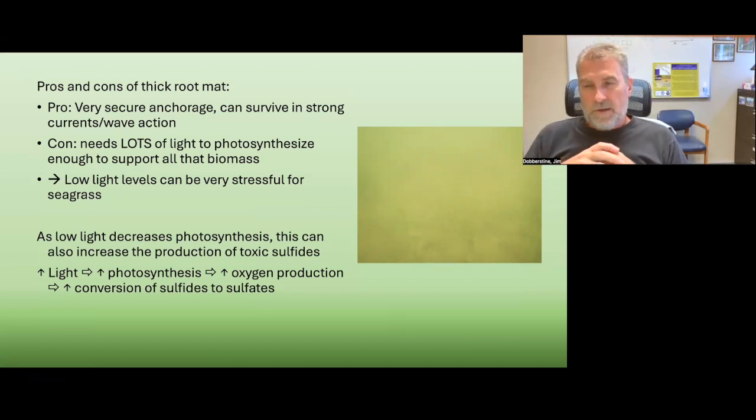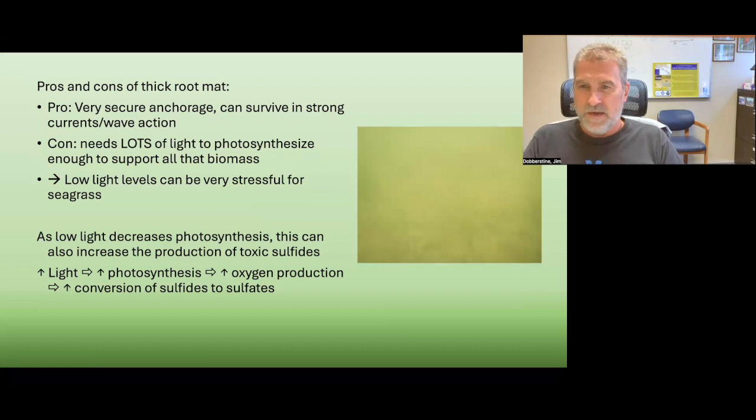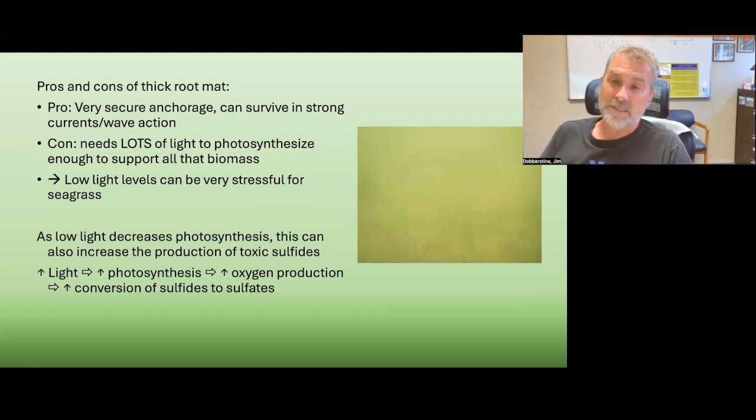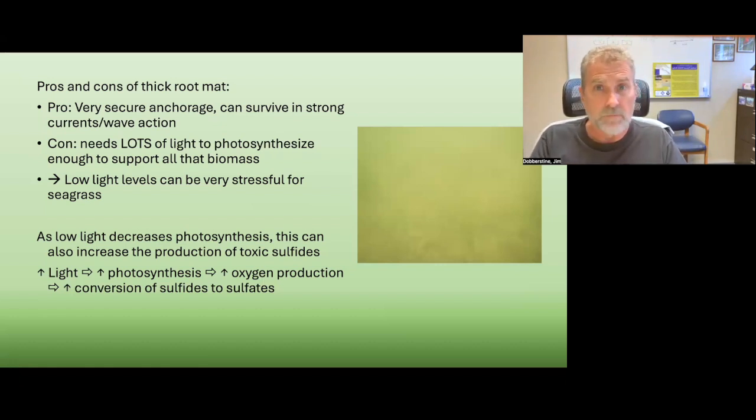The problem here is that it takes energy to support all that stuff. It's still living material, right? Especially if you're still building root mass over time. So that requires a lot of light in order to photosynthesize enough to be able to support all that. So low light levels can be very stressful for seagrass. Low light decreases photosynthesis, which then can increase production of toxic sulfides in the sediments. More light increases photosynthesis, increases oxygen production, and then increases the conversion of sulfides to sulfates that we covered previously, right?